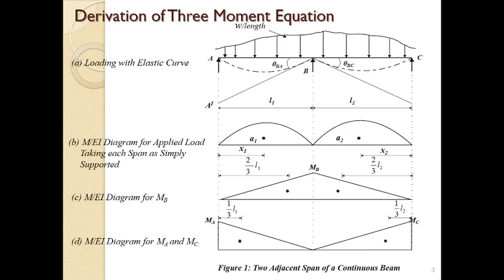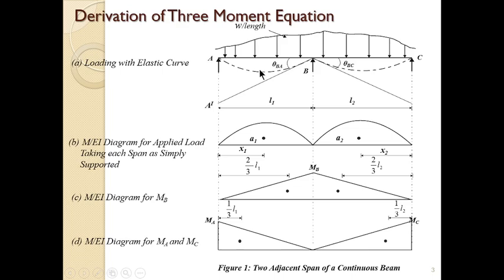So let's start with this diagram. This is a continuous beam of two spans, span AB and BC. So there are three supports and two spans. The supports are support A, support B, and support C. And the beam is carrying a uniformly distributed load of w per unit length.